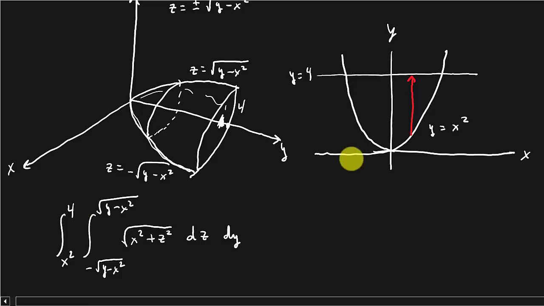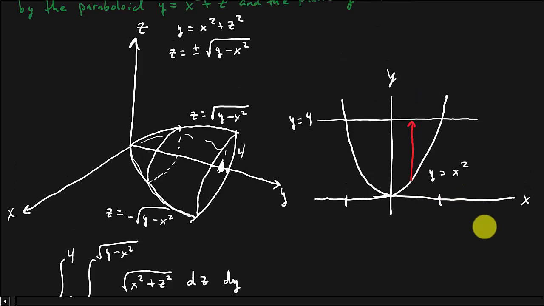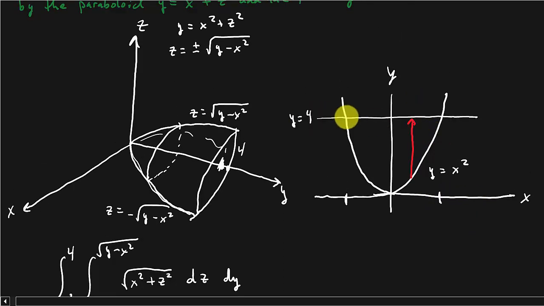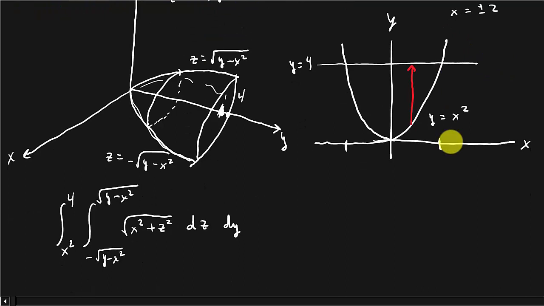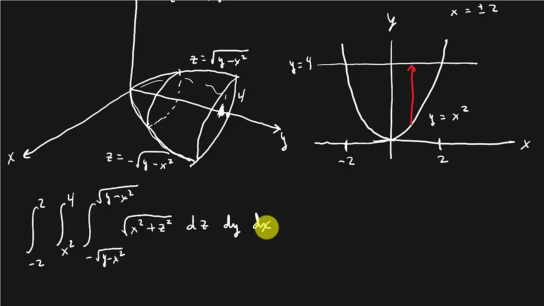And then my x. Where does this graph intersect this line? Well, I've got y equals x squared and y equals 4, so they intersect when x squared equals 4, or where x is plus or minus 2. So x is going from negative 2 to 2, and then we've got the dx. So there's that one set up, and now we're ready to integrate this thing.